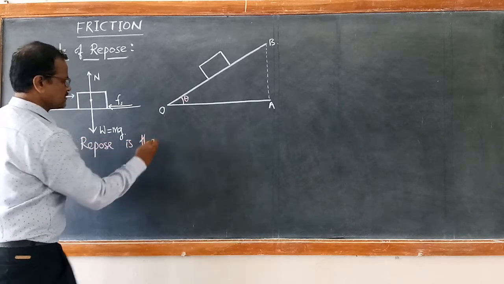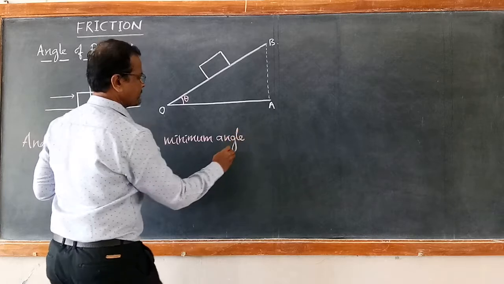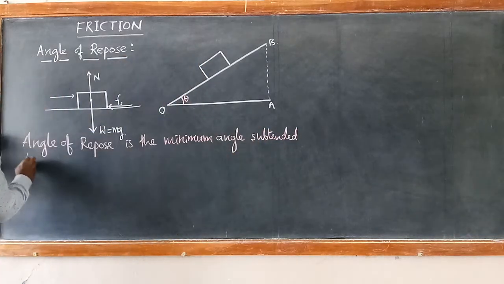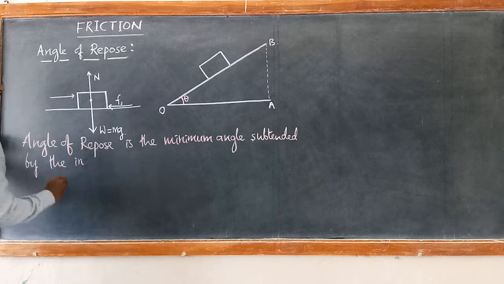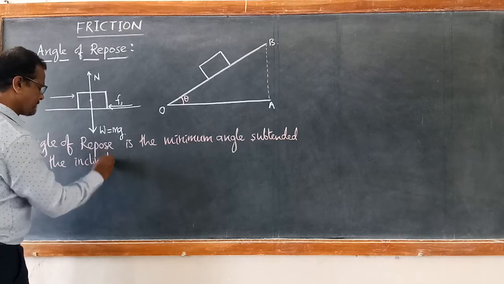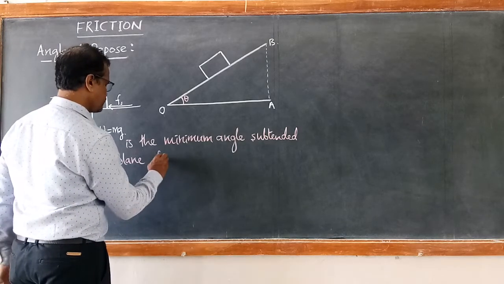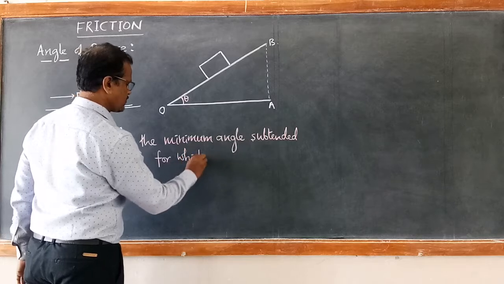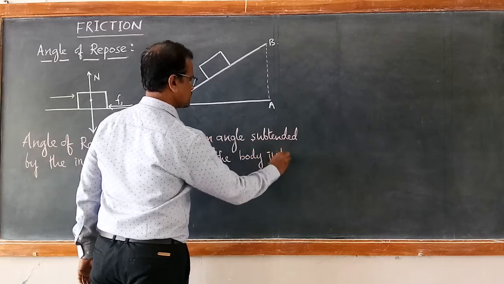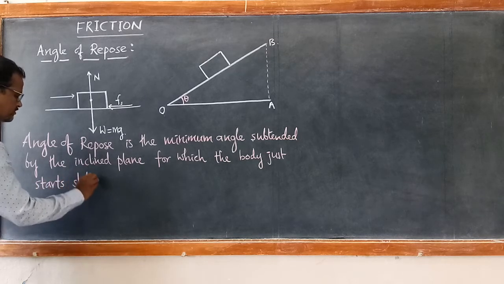is the minimum angle of inclination subtended by the inclined plane, for which the body just starts sliding down.